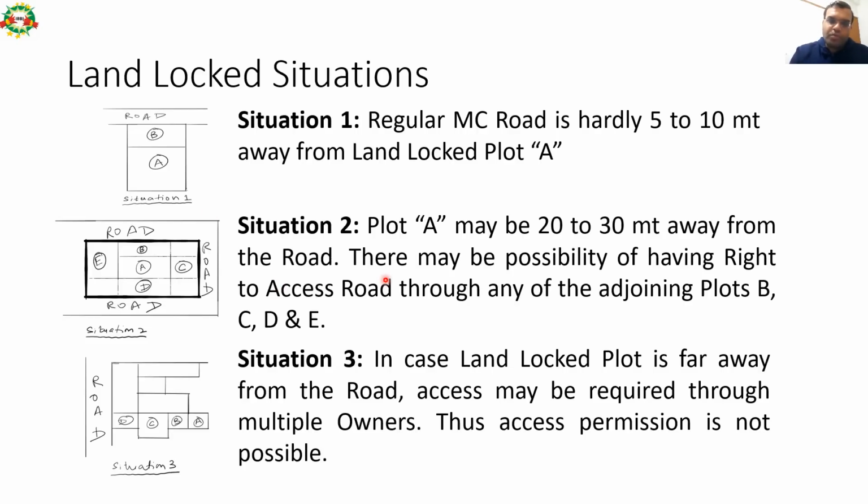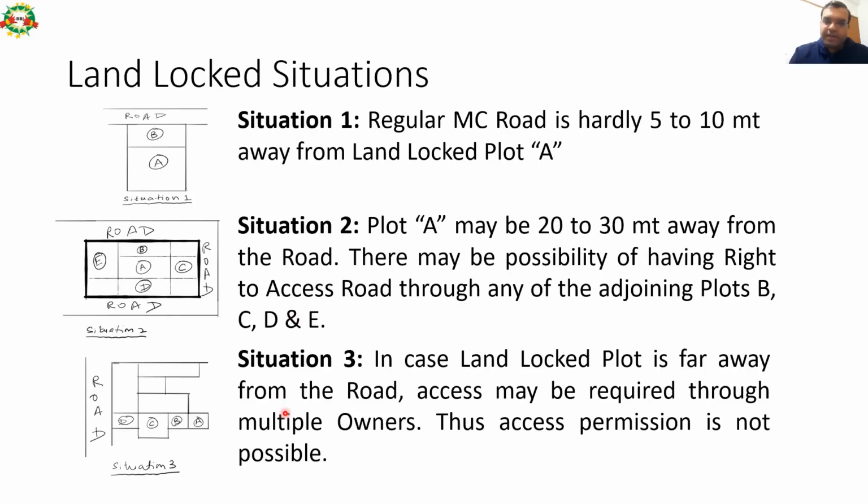Situation number 2 could be that plot A may be 20 to 30 meters away from the road. Road is there on the side, and there may be a possibility of having a right to access the road through any of the adjoining plots B, C, D or E. The owner of any of these plots can allow a right of way to plot A to the main road. So this is situation number 2.